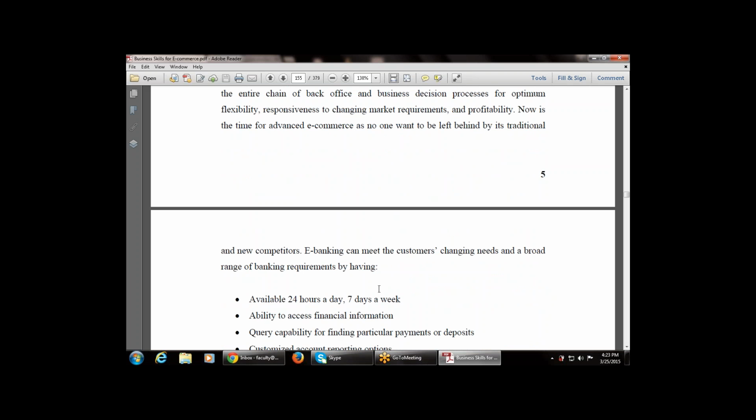These are the various requirements of e-banking. It is available 24 hours a day, 7 days a week. Ability to access financial information, that is how to access the financial information, and this banking facility is available 24 hours a day, 7 days a week.